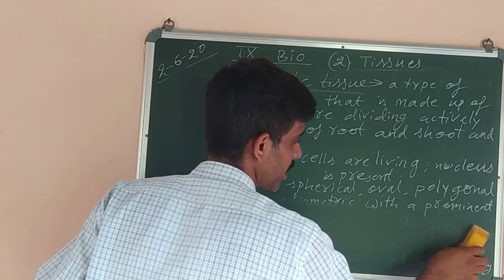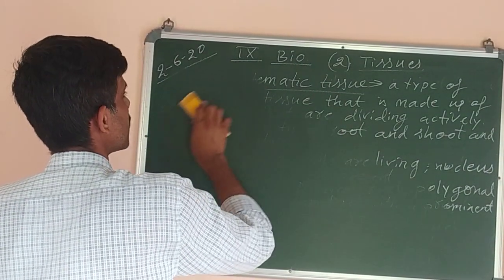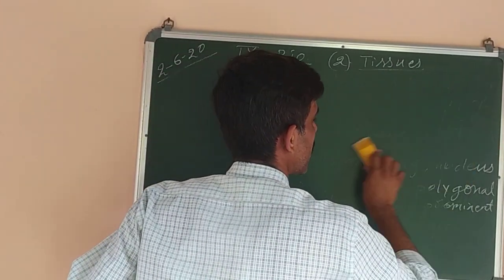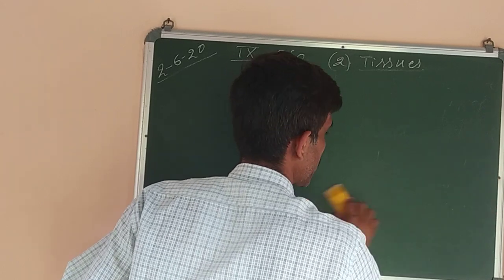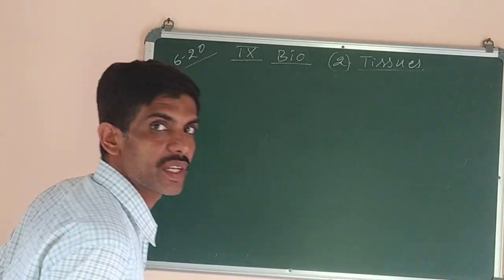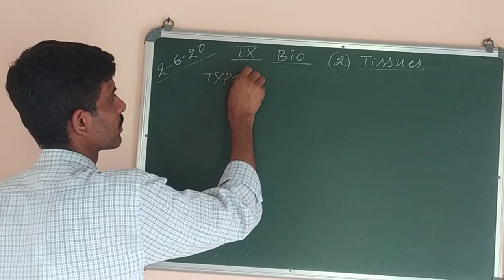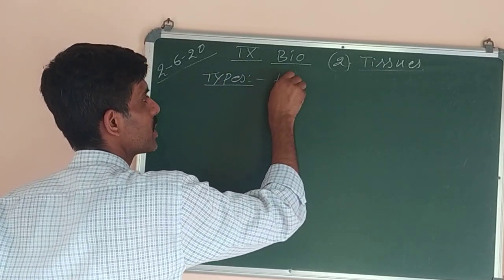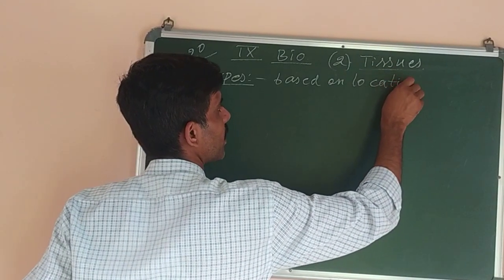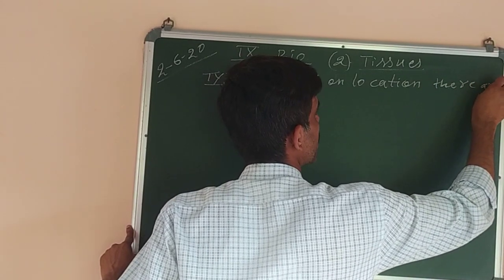Next we have to study the function of meristematic tissue. I will just say it, not write it. The function of meristematic tissue is that it helps to increase the length of the plant and helps in the growth of the plant. Now next are the types of meristematic tissue. Based on location, meaning where they are present in a plant body, there are three types of meristematic tissue.